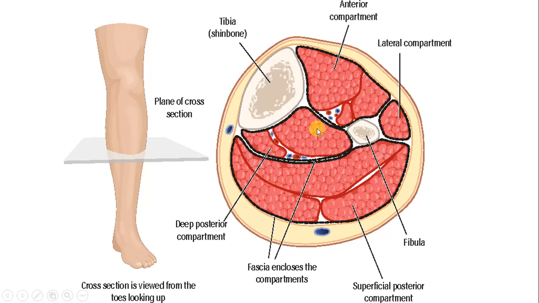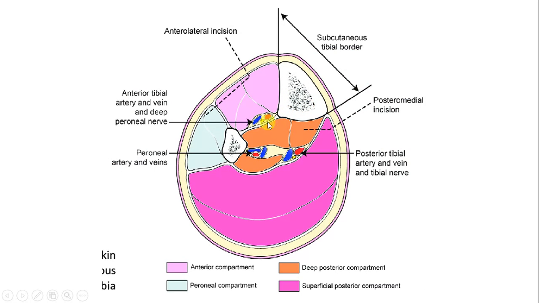So here I have chosen this diagram to show the relations of the artery. Here it is lying deep over the interosseous membrane, covered by the muscles of the anterior compartment. Laterally is the tibialis anterior, then the extensor digitorum, and the extensor hallucis longus, and here is the neurovascular bundle lying. Posteriorly is the interosseous membrane. This is the tibia and this is fibula.